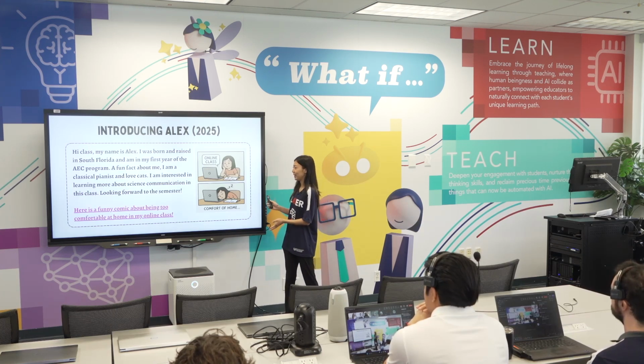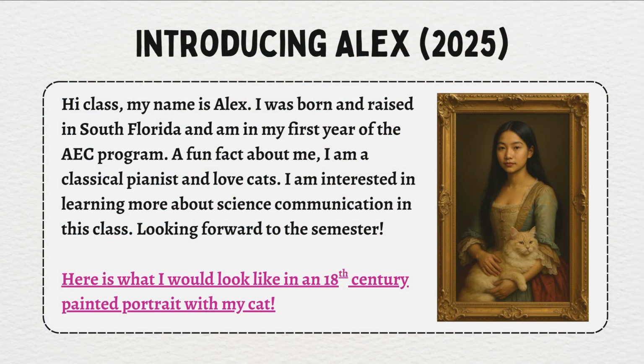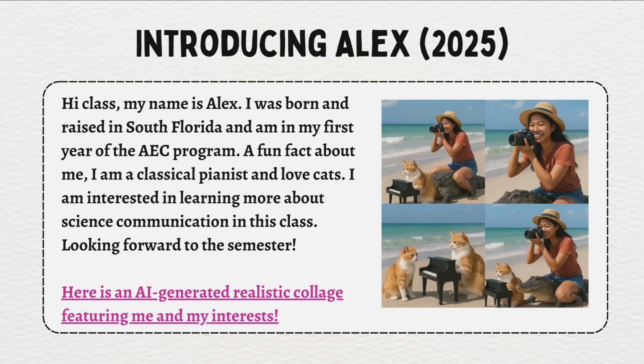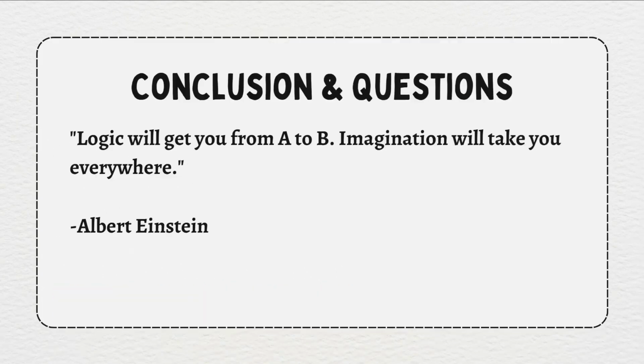Or it could look like this. Here is what I would look like in an 18th century painted portrait with my cat. Or here is an AI-generated realistic collage featuring me and my interests. And then the last one I've demoed today, here is an AI-generated 2D cartoon collage featuring me and my interests. So it's definitely more eye-catching, easier to connect to people, easier to see their sense of humor and personality just from the text, but now I've got some visual elements to really enhance it.